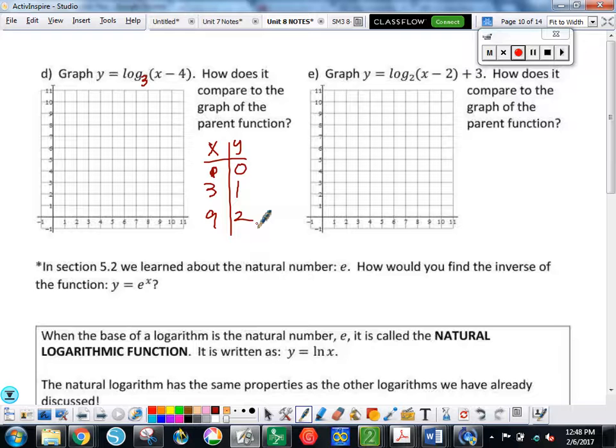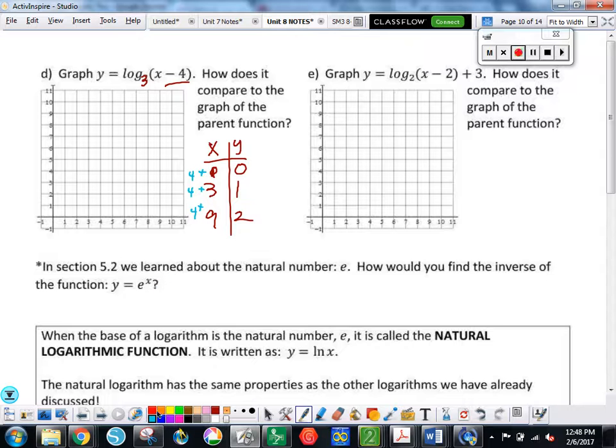So that's the parent function. What do you think this minus 4 will do? It's going to shift everything to the right or to the left? To the right. So I'm going to add 4 to all of these. I'm shifting it to the right. I'm going to add 4.